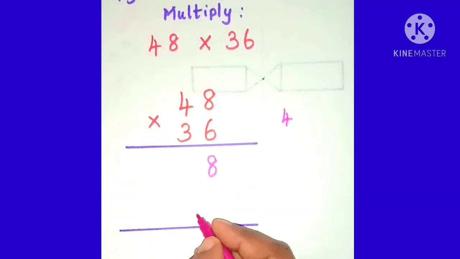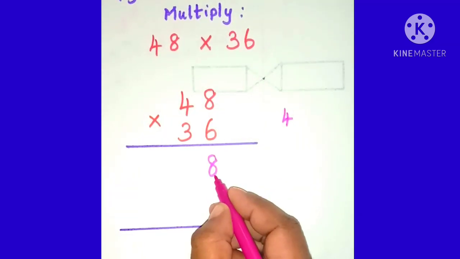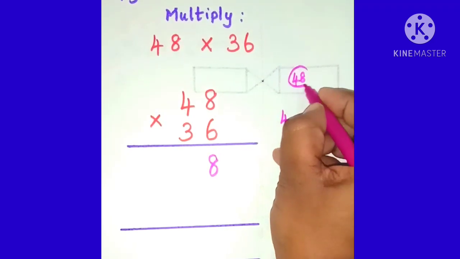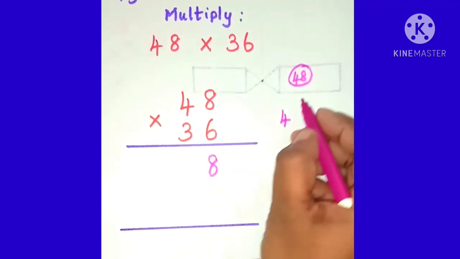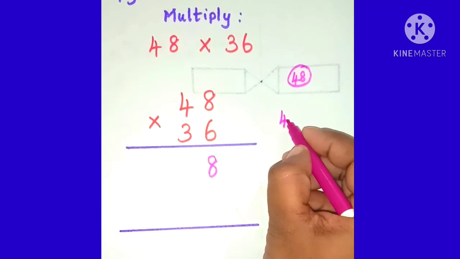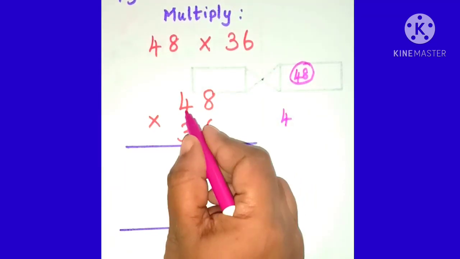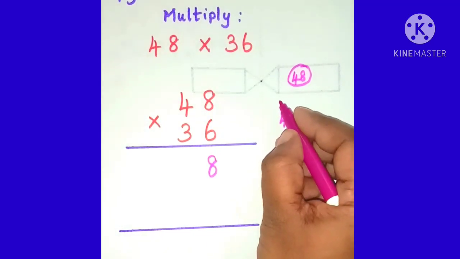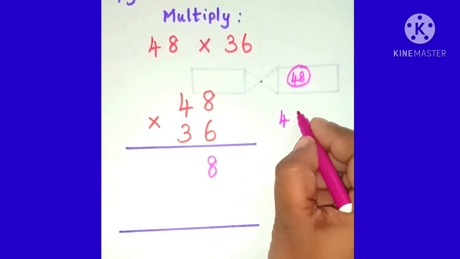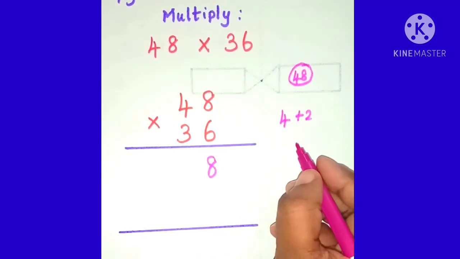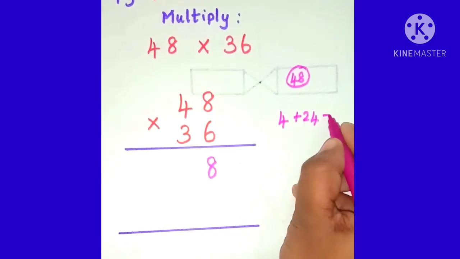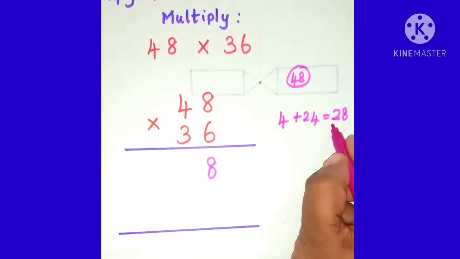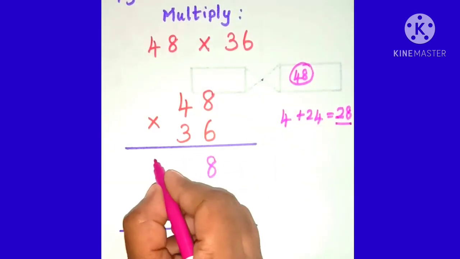6 eights are 48. Write the second digit in the ones place and keep 4. Now 6 into 4 is 24. Add the product 24 with this 4. We get 28. So, write this value here.